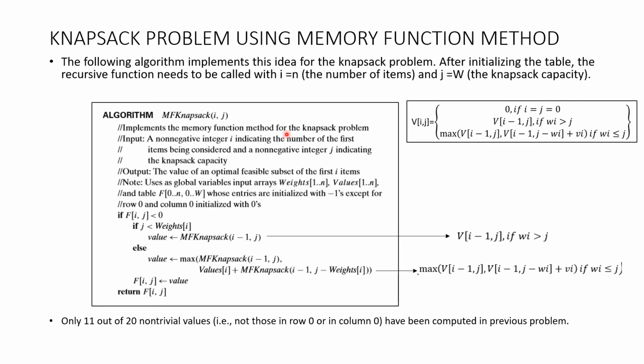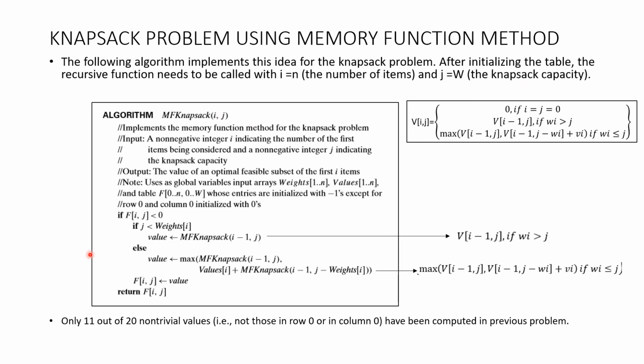This implements the memory function method for the knapsack problem. The input is a non-negative integer i indicating the number of the first items being considered, and a non-negative integer j indicating the knapsack capacity. Output is the value of the optimal feasible subset of the first i items. So the following algorithm implements the idea for the knapsack problem. After initializing the table, the recursive function needs to be called with i equal to n, the number of items, and j equal to capacity.